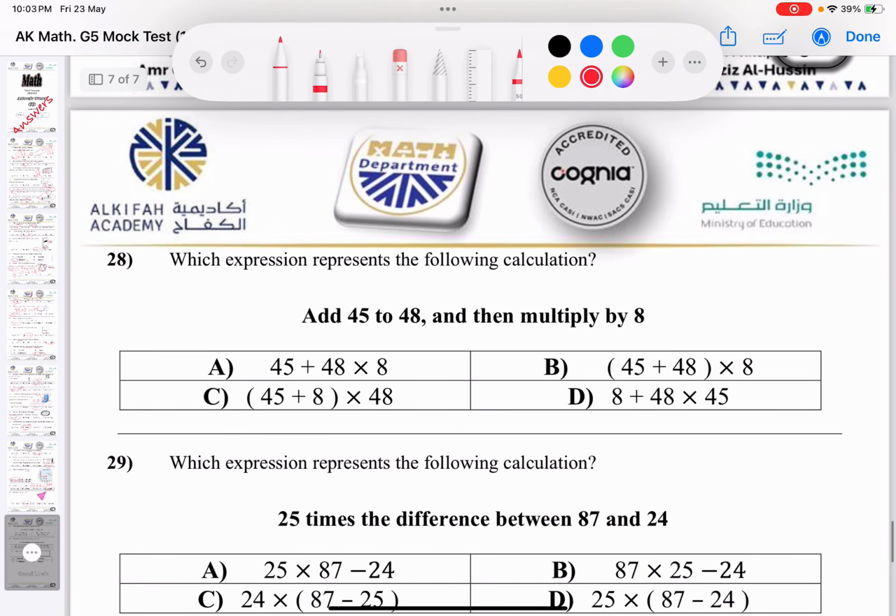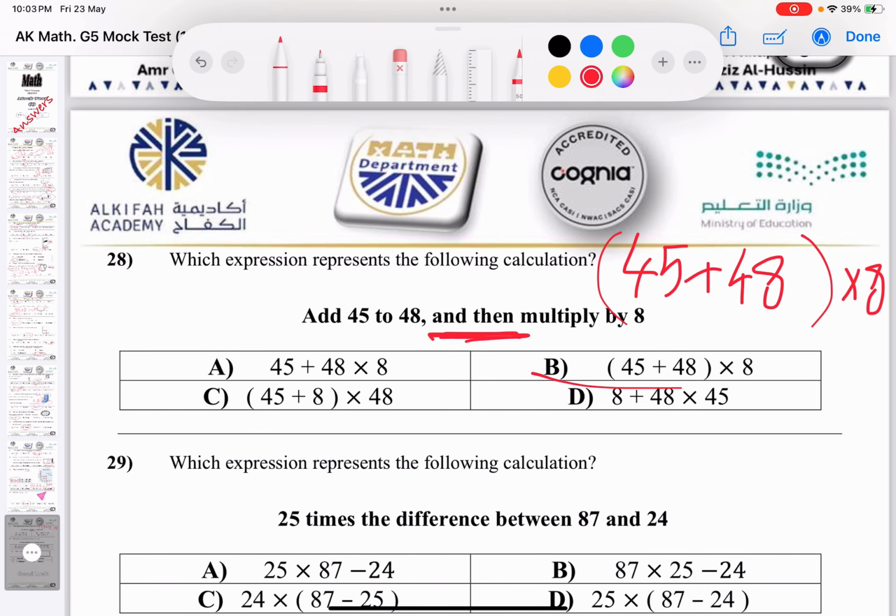Now, number 28, which expression represents the following calculation? First, he told you add 45 and 48. Add them. And then, don't forget to put the brackets. So we have here 45 plus 48 between brackets, and then multiplied by 8. Where is it? Of course, it will be B.